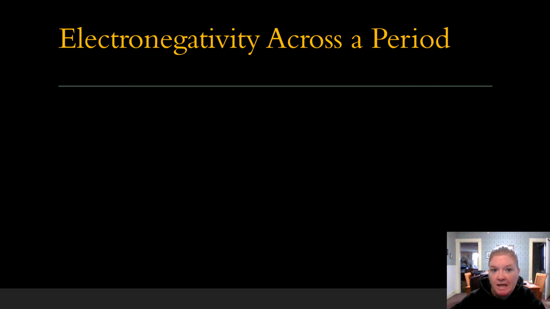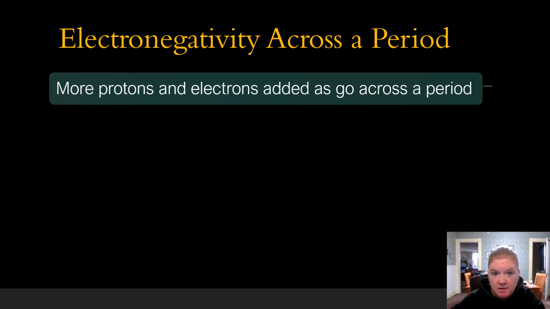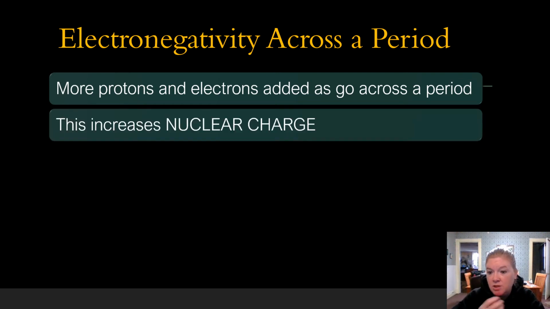Okay, time to look at electronegativity across a period. So again, this should sound familiar. We get more protons and more electrons added as we go across a period. So in period 2, we start with 3 protons and 3 electrons, then 4 protons and 4 electrons, then 5 protons and 5 electrons, and so on. This increases the nuclear charge. The charge on the nucleus is increasing from a +3 to a +4 to a +5, and so on.